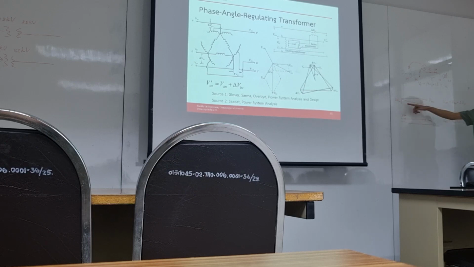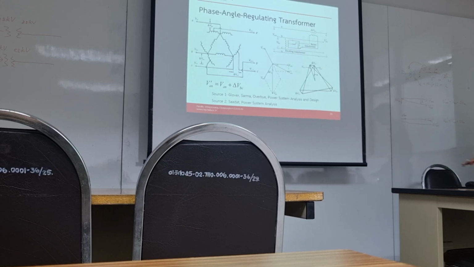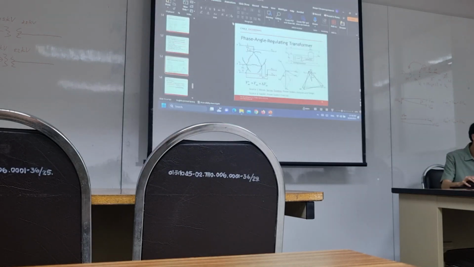The thing is, this is small. Delta VBC is small. Also, delta VAN is also small. Not large, a small one. Then I have an example.